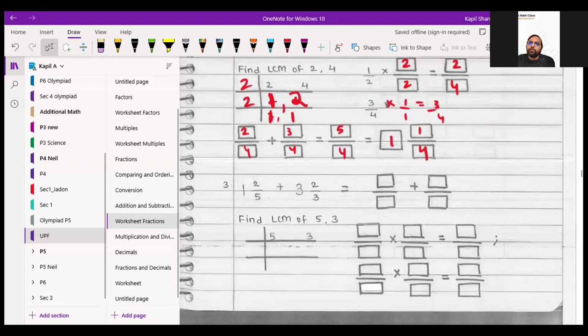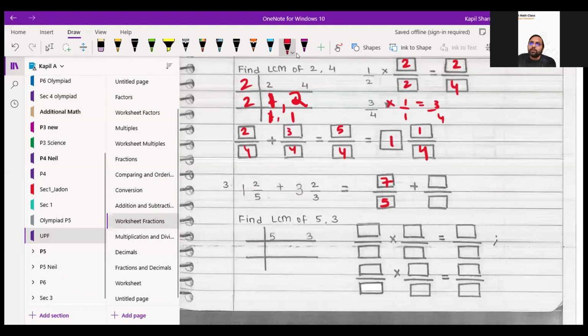Fine. Now, third one. So here you have two mixed numbers. In such cases, what's the first step? The first step is to convert the mixed numbers into improper fractions. So the first fraction can be written as 7 upon 5. I hope you guys remember it. So we need to multiply 1 and 5 and then add 2. So 1 times 5 is 5 plus 2.